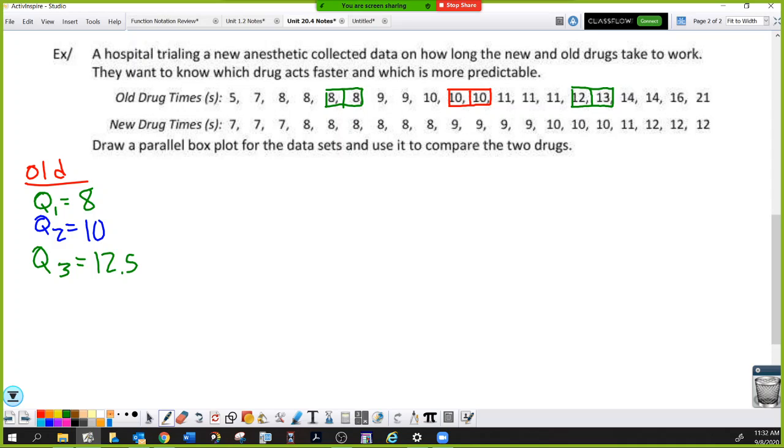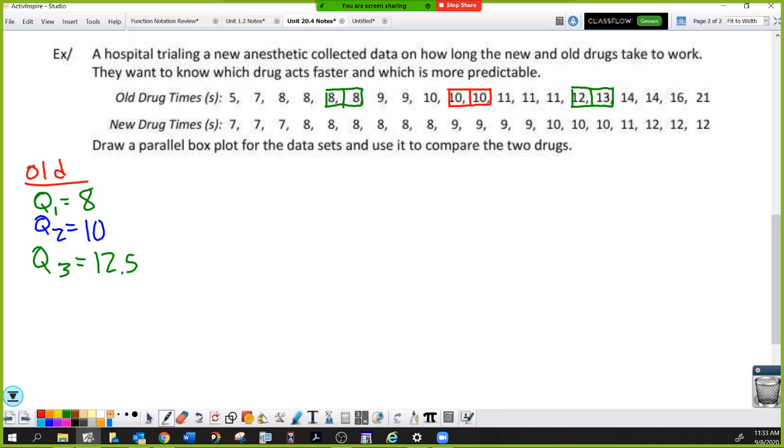You see, what we have here is information on how long it takes to act. Just looking at it, the old drug time has a much wider range. It could take anywhere from 5 minutes to 21 minutes. The new one could take anywhere from 7 to 12. So much smaller range. But which one is more reliable?